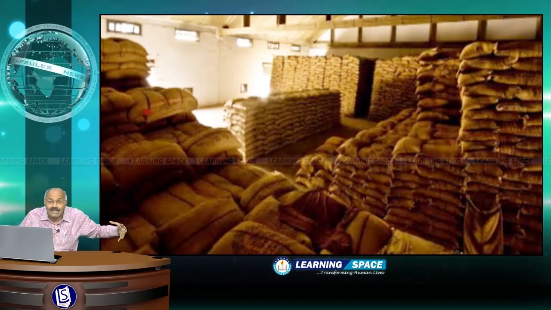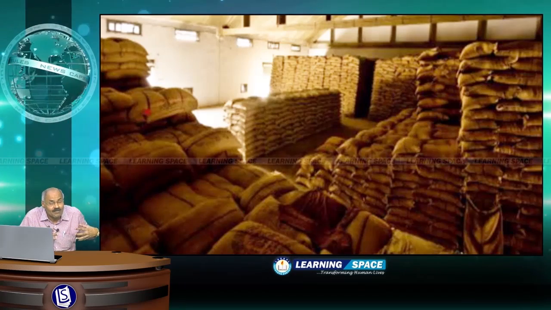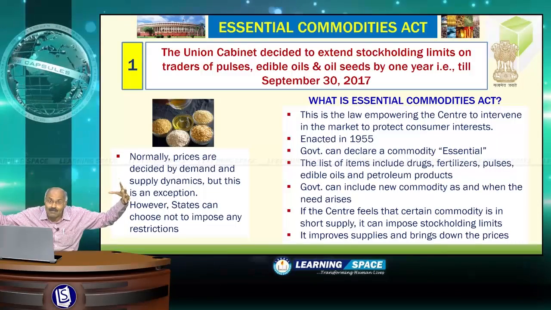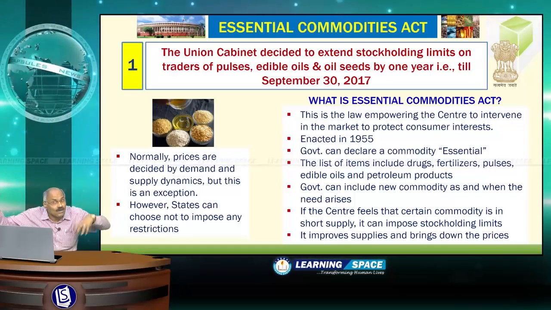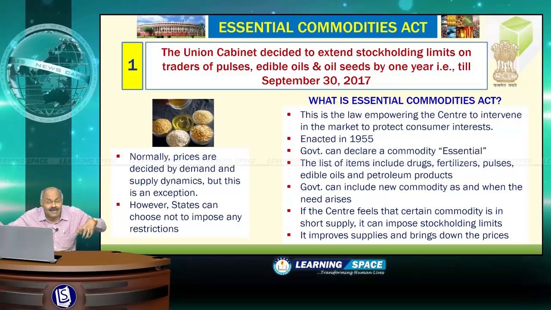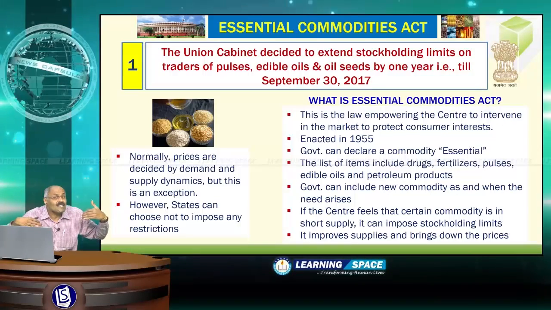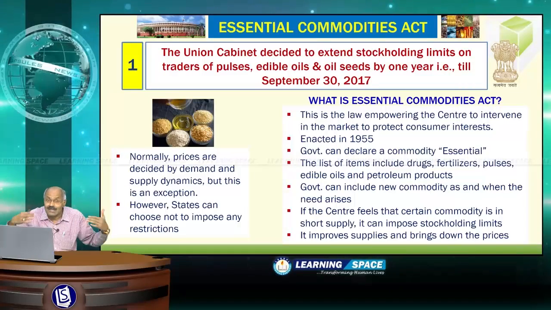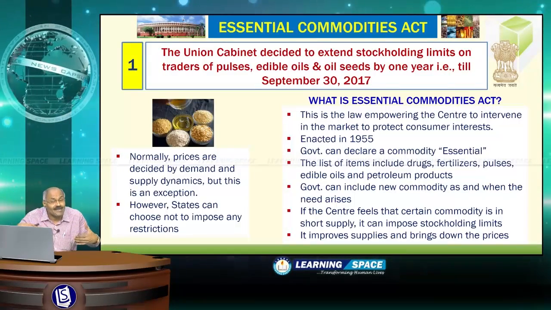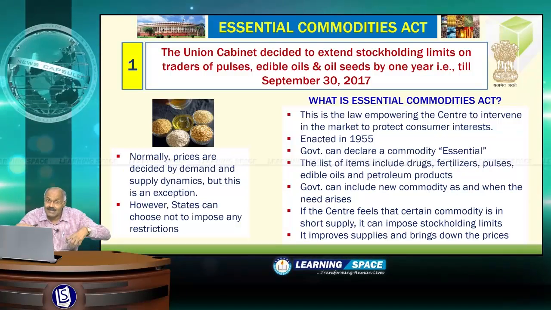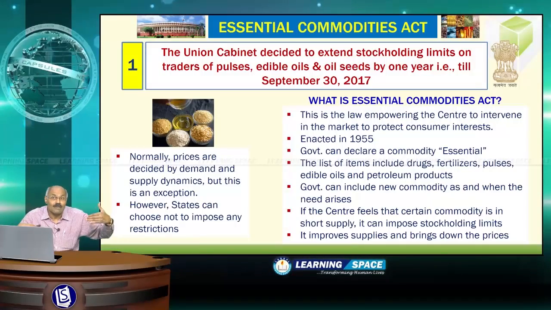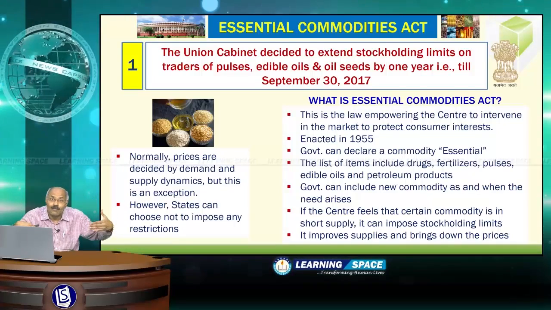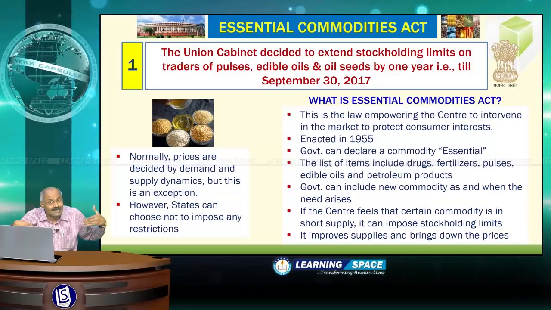So hoarding of essential commodities sometimes takes place. And after resorting to hoarding, what will happen? They will sell at exorbitantly high prices in the black market. So hoarding and black marketing take place for essential commodities. Last year it took place for onions. This year the government apprehended such a problem in pulses. That's why recently the government decided to extend stockholding limits on traders of pulses, edible oils and oilseeds.